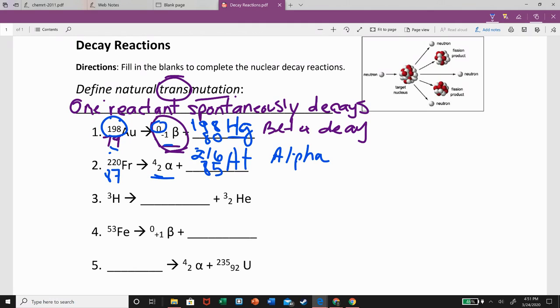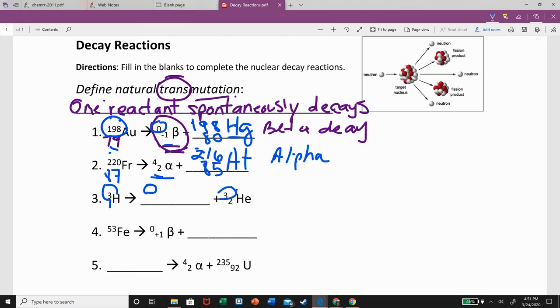So if I look at my next one, I have a helium-3 with a 2 at the bottom and I have an H. So in this case, I'm trying to figure out what particle is going to be released. So I know that hydrogen has an atomic number of 1. I got that from the periodic table. Top numbers have to be equal on both sides. Bottom numbers have to be equal on both sides. So the top number on this side, I have a 3 and I have a 3. So in order for the top numbers to be equal, my top number has to be a 0.